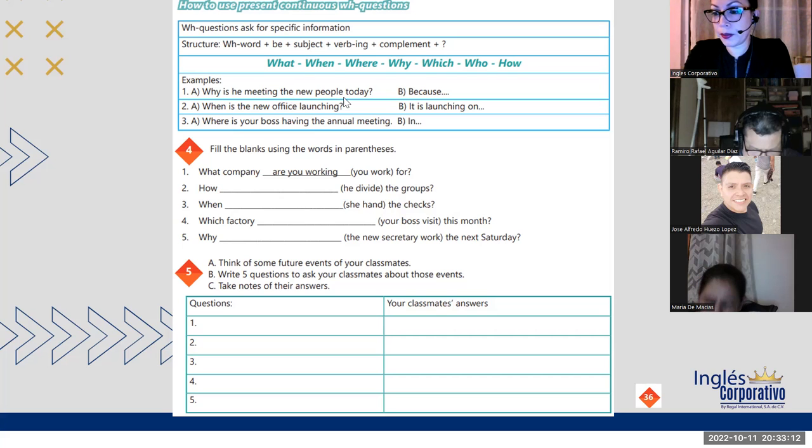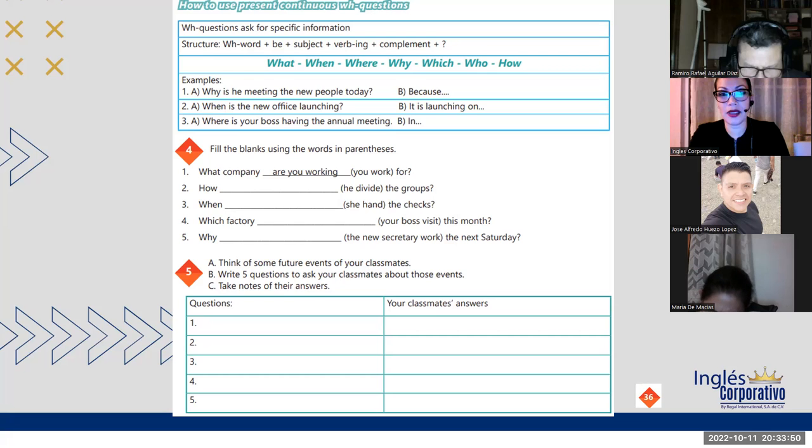Volunteer for number two. Me, teacher. Okay, Jose. Who is he? The, ¿cómo se pronuncia? Dividing. ¿Cómo es? Dividing. Dividing the groups. Okay, excellent. Very good, Jose. How is he dividing the groups? Excellent. Thank you so much.